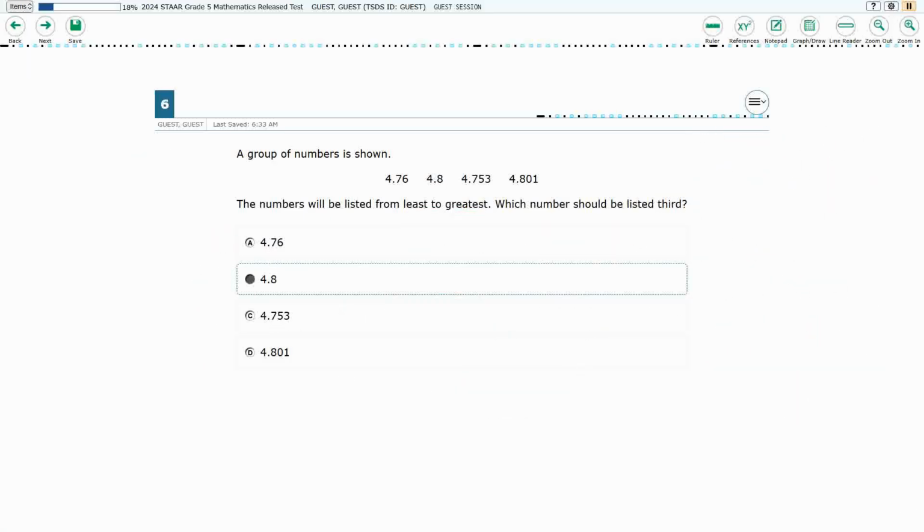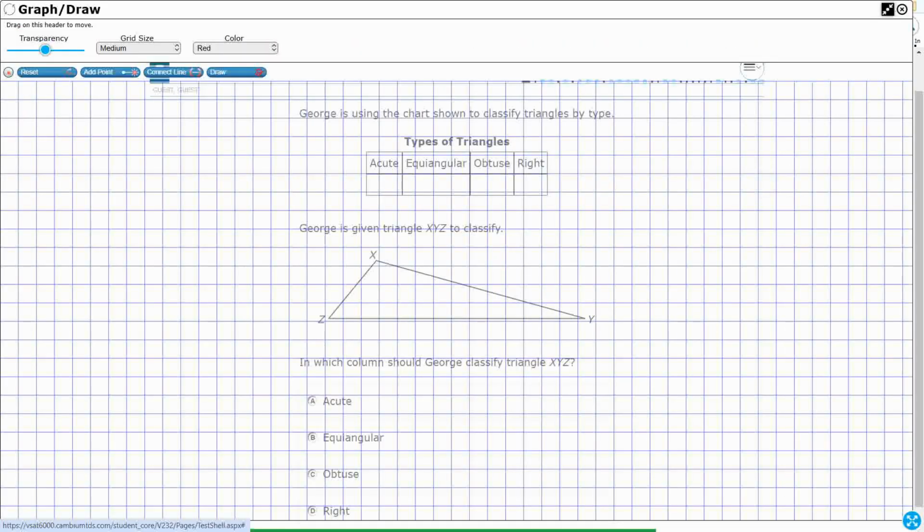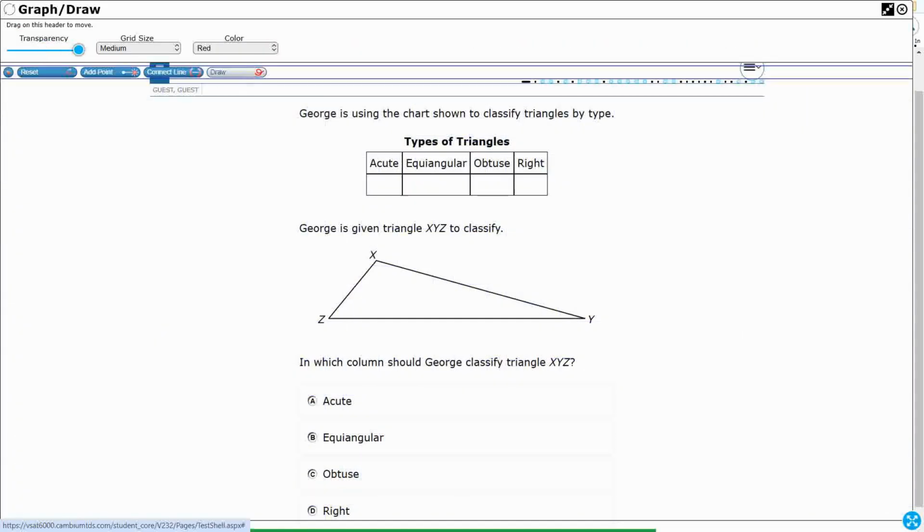For number 7, we are classifying two-dimensional shapes. You see we have a triangle here. This is standard 5.5a. And what we're trying to do is we're simply trying to classify this triangle using this chart.